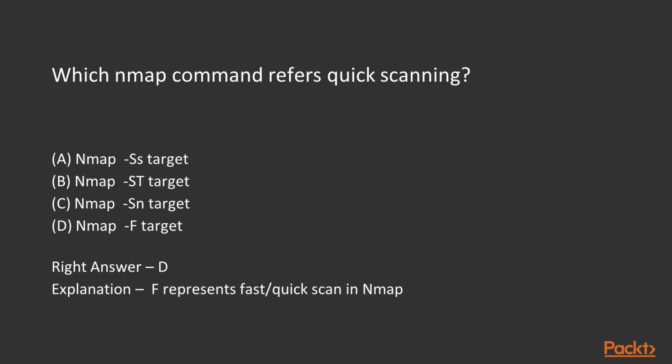Which Nmap command refers to quick scanning? Quick scanning is also called fast scanning, right? So fast scanning means F. So you need to find out which Nmap command is using F, which is for fast. So -sS is for stealth scan. This is for TCP. This is for ping scan. And I think this one is the right answer, D. Nmap -F and target. So right answer is D. F represents fast or quick scan in Nmap.